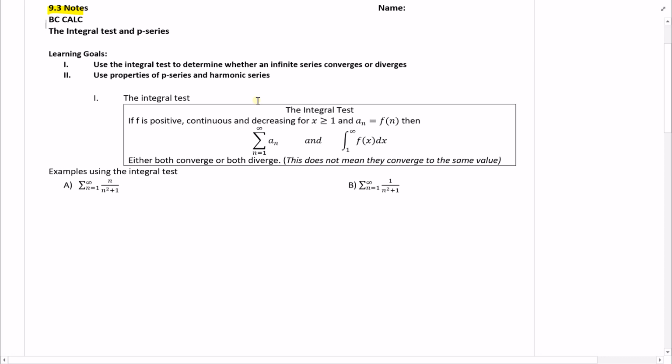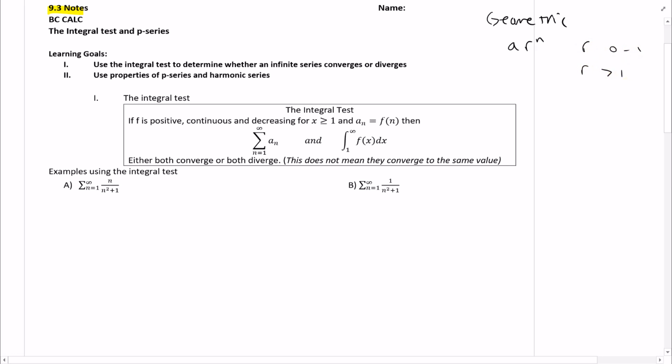So basically what we're doing so far is just trying to figure out if series converge or diverge, and what you've learned so far is the geometric series, right? If it's geometric, meaning it has the form a r to the n, and if r was between 0 and 1, then it would converge, and if r was greater than 1, then it diverged.